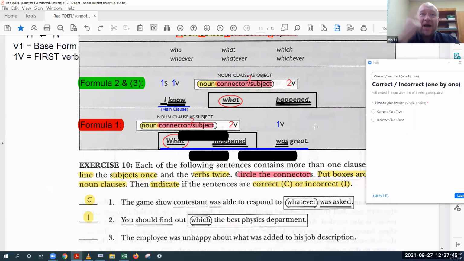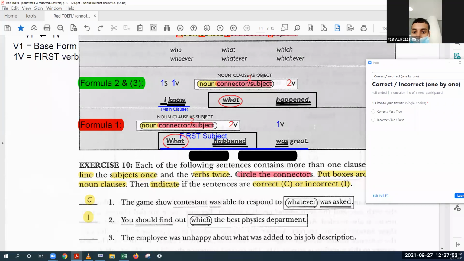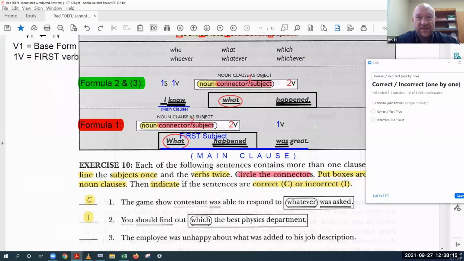Good. So now here's my question. Where is the first subject? What happened? Bingo. All of this in the box. Okay. Where's the main clause? Was great. That's the main verb. What about the whole main clause? What happened was great. Everything. Yes. All of that is the main clause.